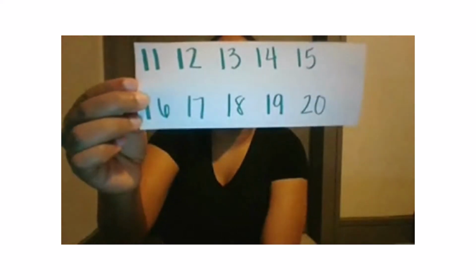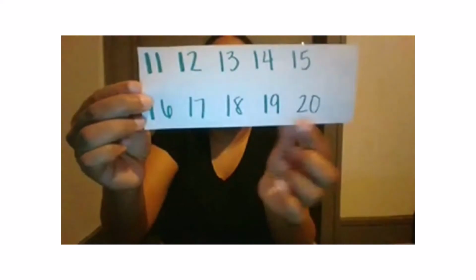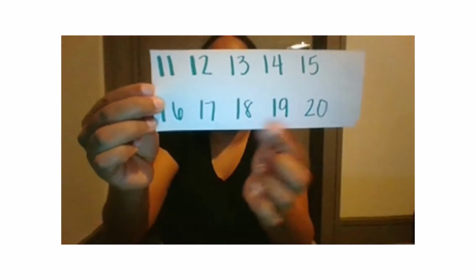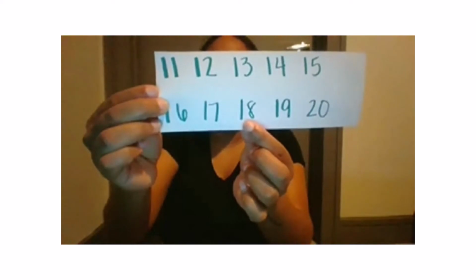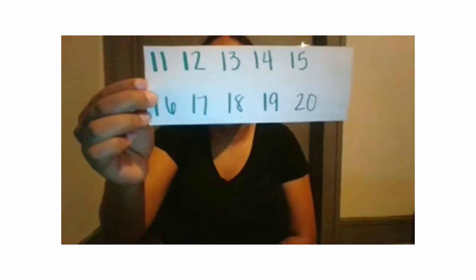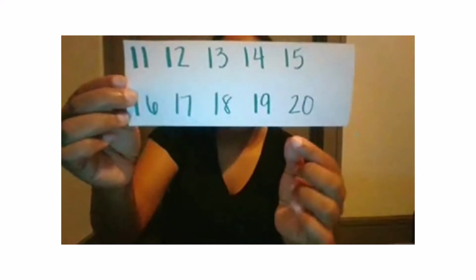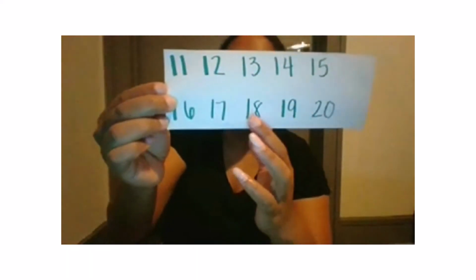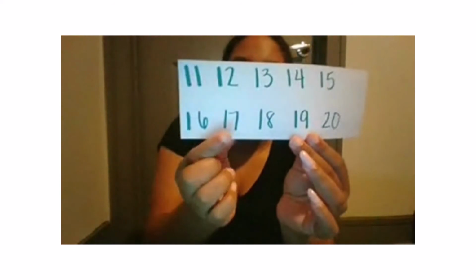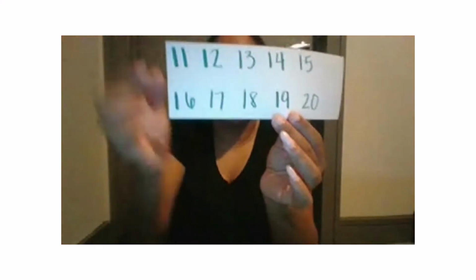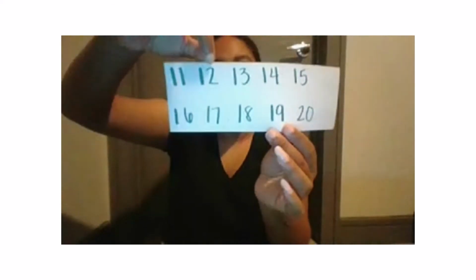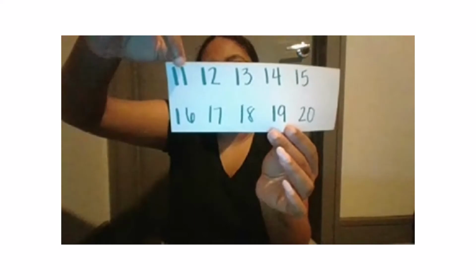Great job. Let's do it backwards. 2 10s, 1 10 9, 1 or 10 8. I'm so sorry. Let's try that one again. 2 10s, 10 9, 10 8, 10 7, 10 6, 10 5, 10 4, 10 3, 10 2, 10 1.